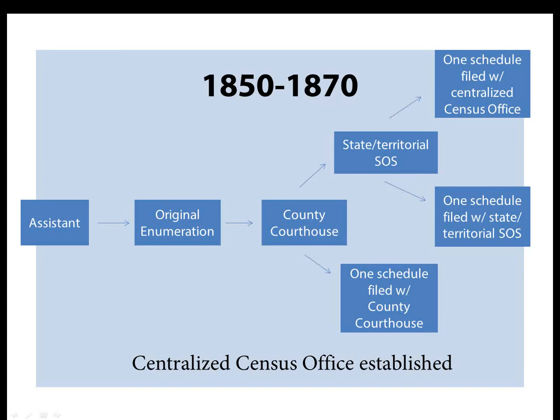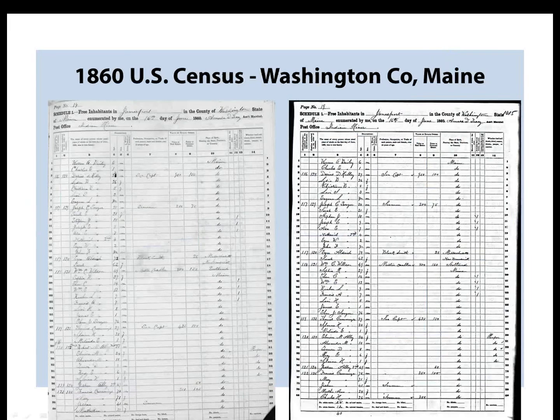So, if we are to look at an example of, let's just say, the 1860 U.S. Census from Washington County, Maine, we can see that, so these are two census pages. They are from the same town. I'm going to tell you, on the right is the federal copy, on the left is the county copy. And you can tell that the handwriting is somewhat different.